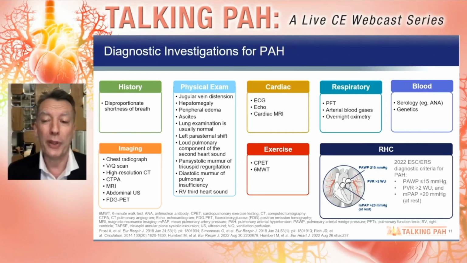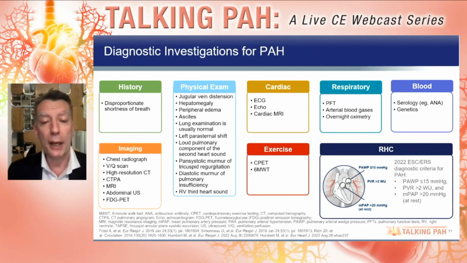We have, of course, at the end of this process, the key measure, which is mandatory to establish a diagnosis of pulmonary arterial hypertension, which is by definition a pre-capillary pulmonary hypertension defined by a mean PAP above 20 millimeters of mercury, a wedge pressure of 15 or less, and pulmonary vascular resistance above 2 Wood units.